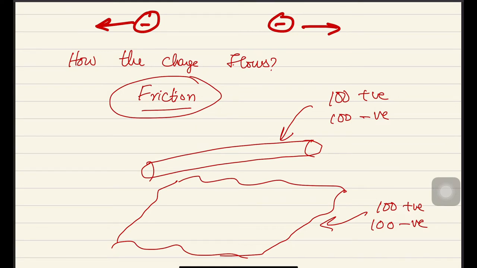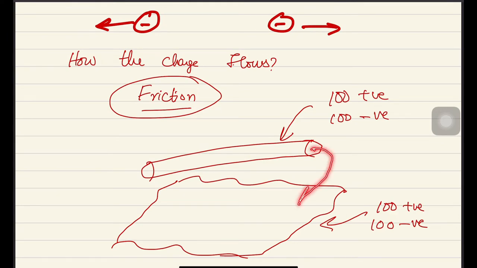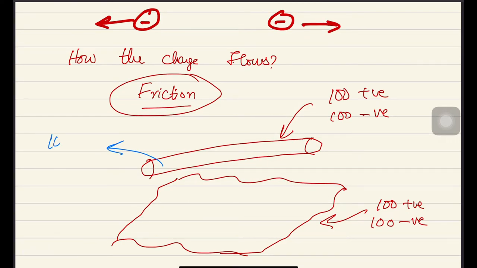So the glass rod has 100 positive charges and 100 negative charges. This cloth piece also has 100 positive charges and 100 negative charges. When we rub this glass rod on this piece of cloth, what will happen? Some charges will be transferred from the glass rod to the cloth. When I say charges, it means some electrons will be transferred. So after rubbing, this glass rod will have 100 positive charges and, let's suppose, 90 negative charges. It has a deficiency of negative charges, which means this rod will become positively charged.